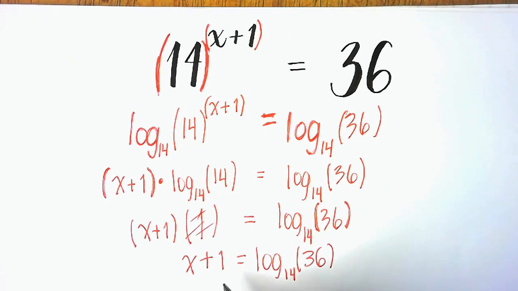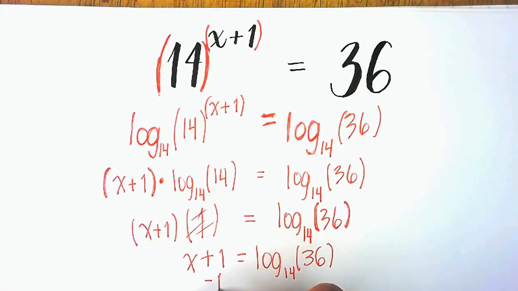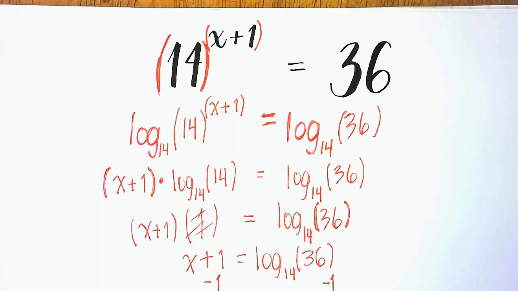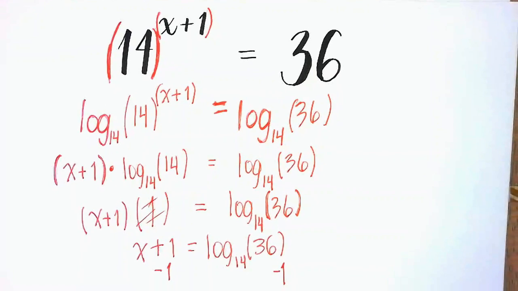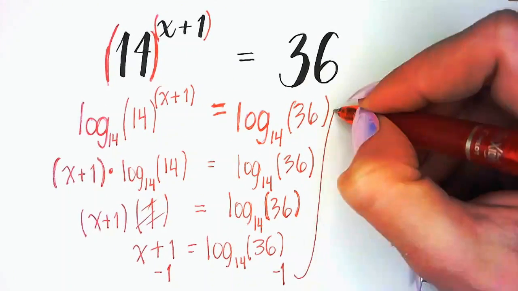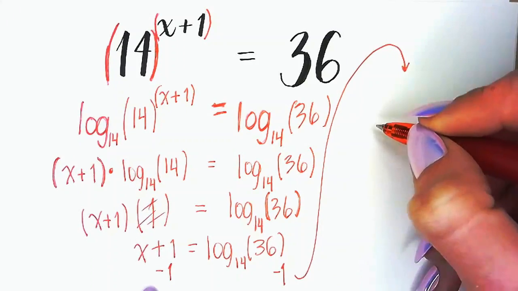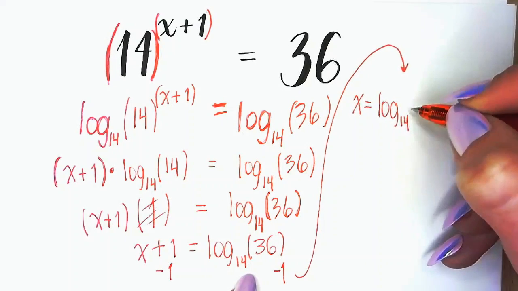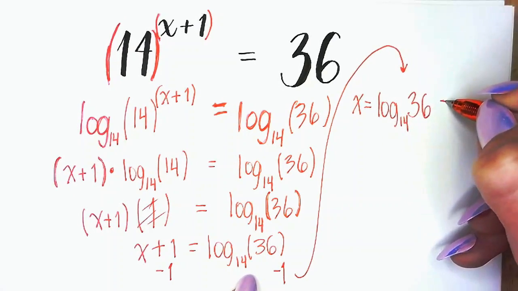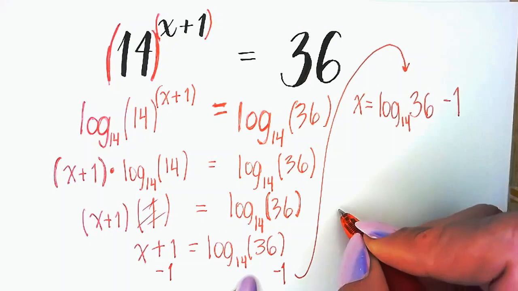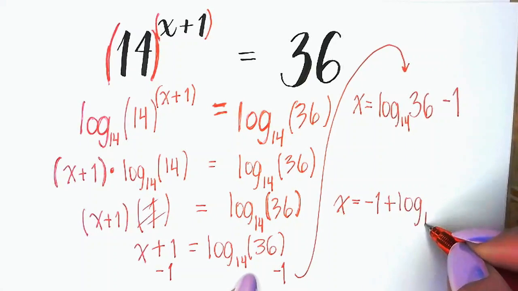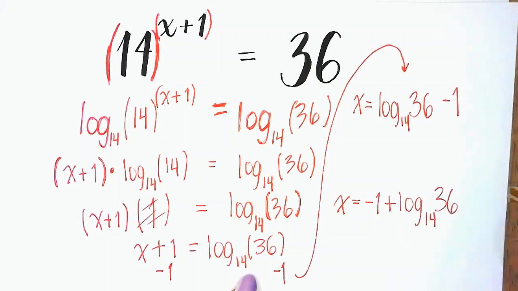Now we really only have one more step left to get x alone, and we can do this next step in two different ways. We're going to subtract 1 from both sides, but where we put it on the other side does kind of matter. If we subtract 1 on each side, x will equal, you may choose to write it as log base 14 of 36 minus 1, or negative 1 plus log base 14 of 36.